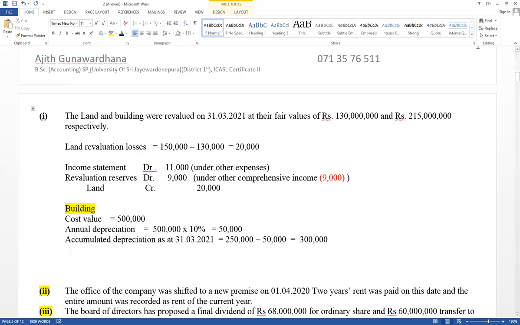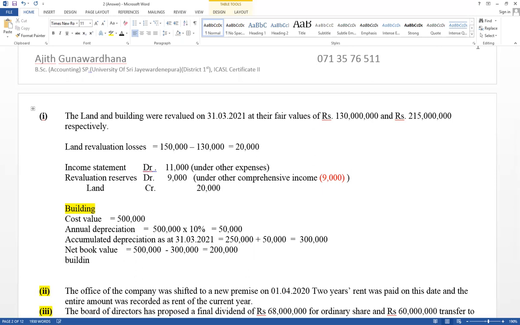Then think about net book value. Net book value as of the revaluation date equal cost value 500,000 minus accumulated depreciation 300,000. Therefore, net book value equal 200,000 at the time of revaluation. So we have to compare the net book value and revaluation amounts. It cannot be compared with cost value. The revaluation amount is higher than the net book value. Therefore, building revaluation surplus profit.